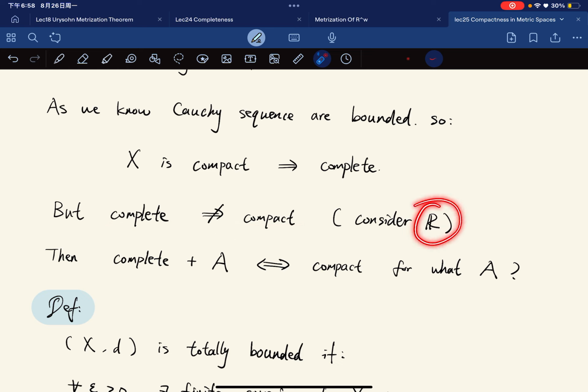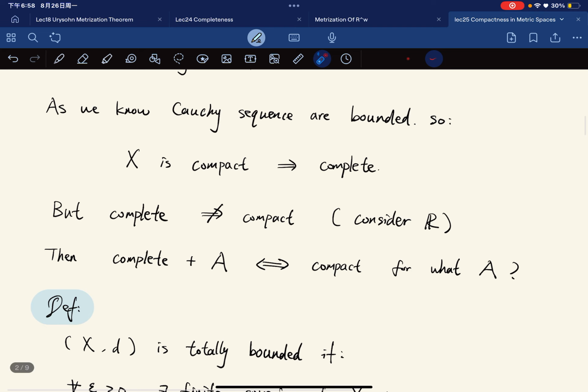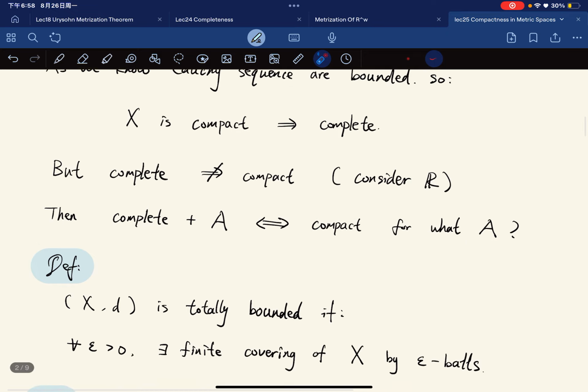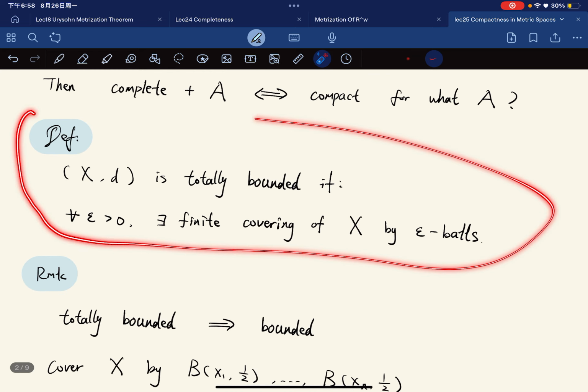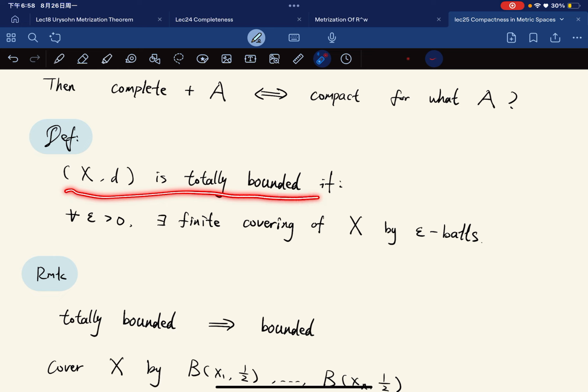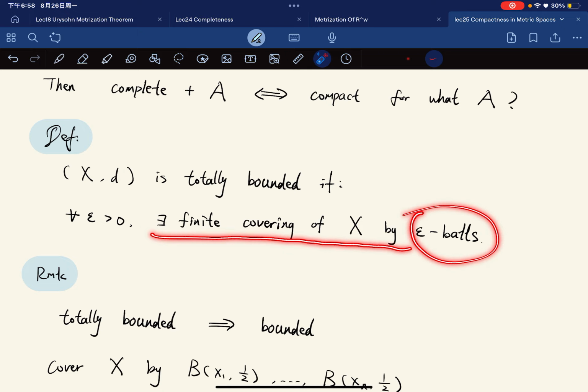Just consider the very basic example, the real number line, right? The reals. So we want to look for an extra condition A, such that completeness plus something is equivalent to compactness. So what is the condition A? And the fact is that this A is called total boundedness. So we say a metric space is totally bounded if for any epsilon positive, there exists a finite covering of X by epsilon balls in X.